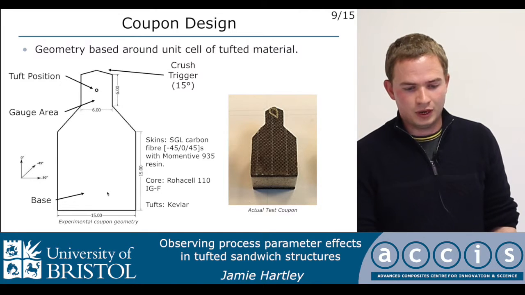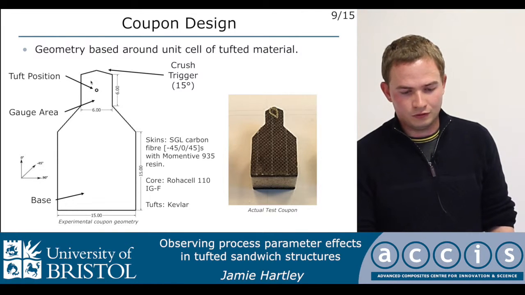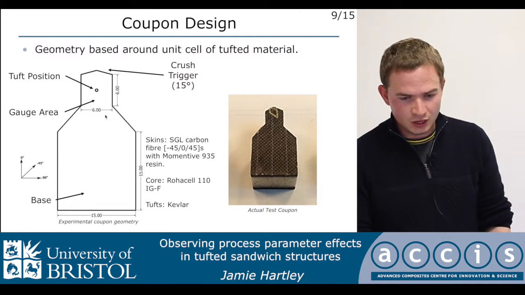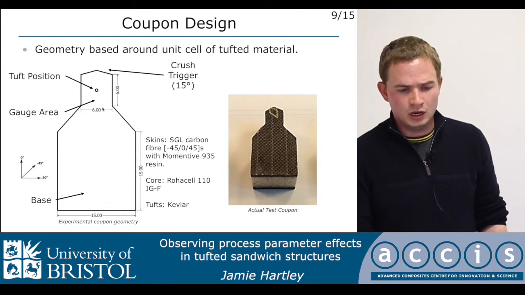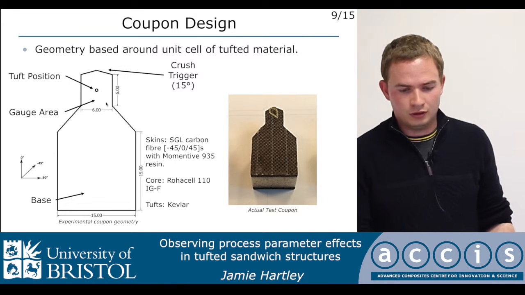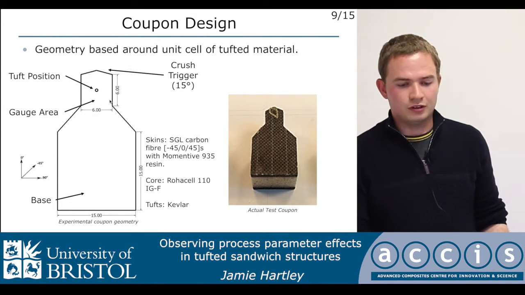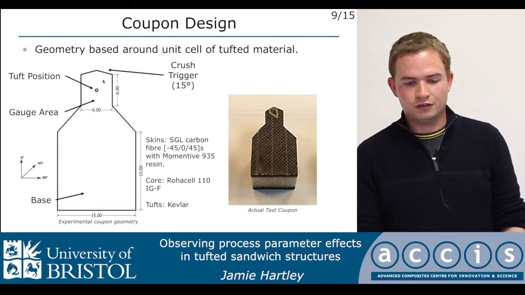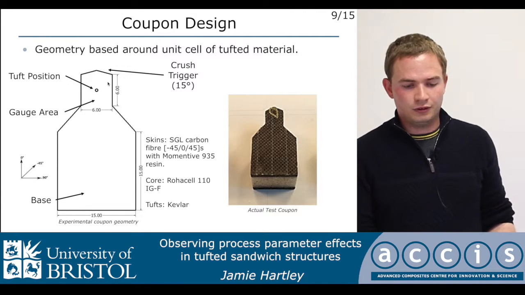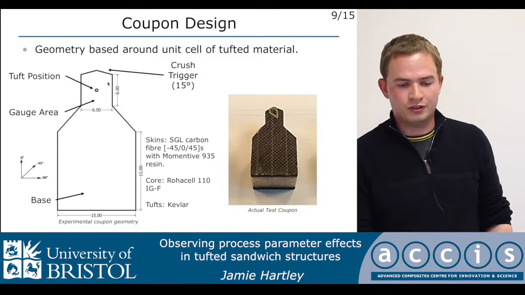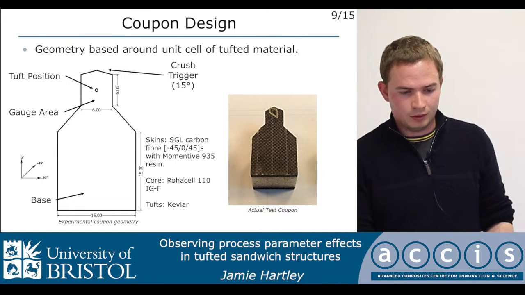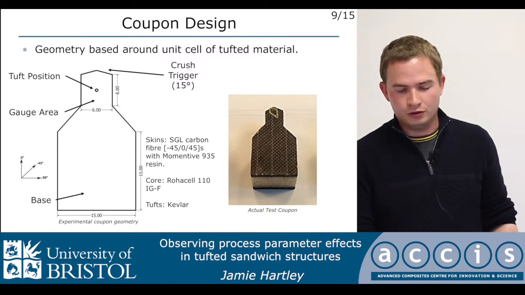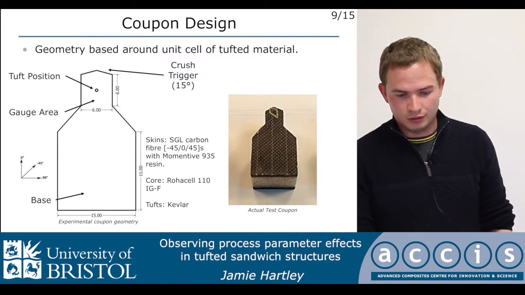So in the top area here, you can see what is effectively the gauge area with the tuft located in the middle. And this spacing was chosen based on previously tufted panels and the tuft spacing that was used for those. At the top is a crush trigger. Effectively, this is to create a stress concentration that allows for progressive crushing to continue from this point. And the large base area at the bottom is used for clamping of the coupon during the test.